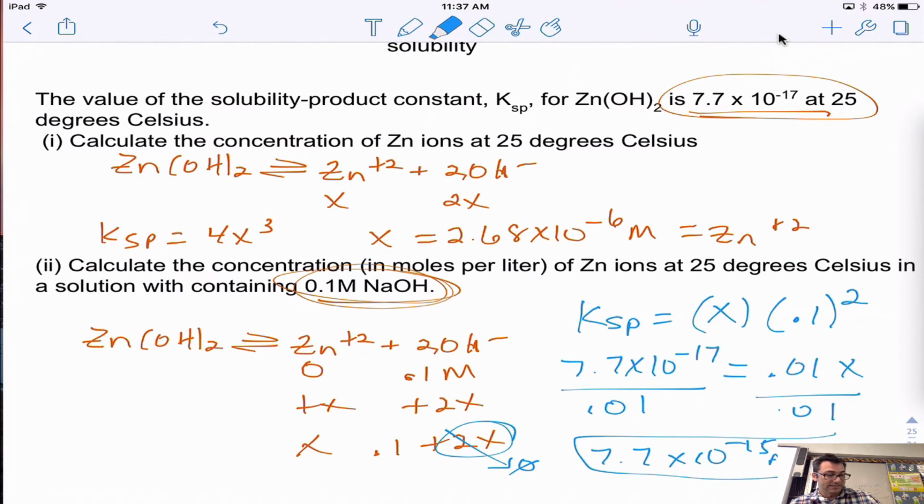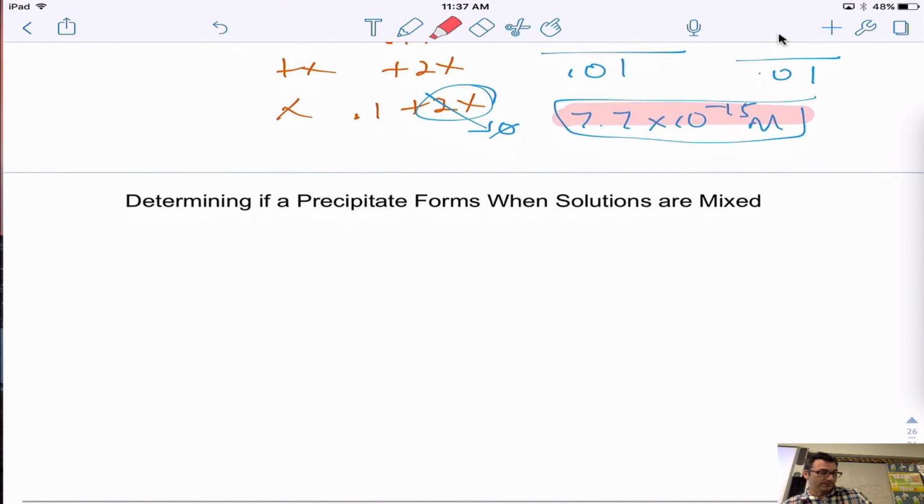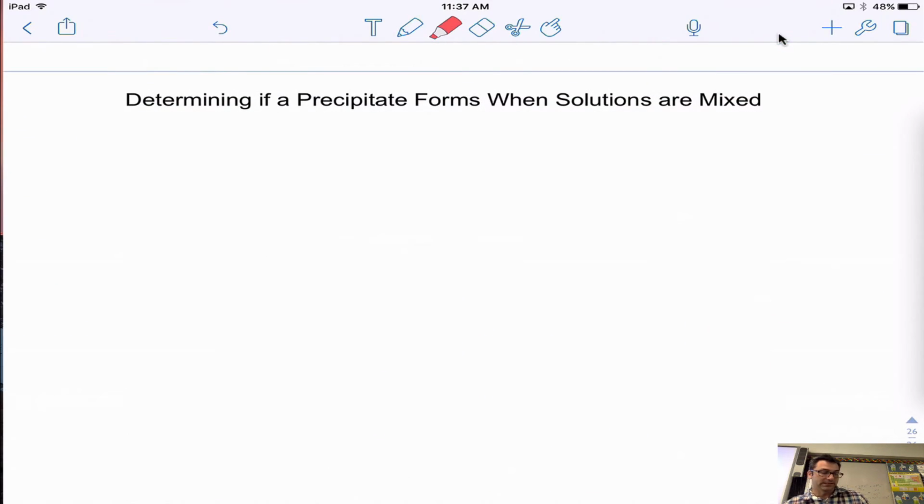Now let me highlight these two responses here, okay? We have the original zinc here, and then we have the zinc down here, these two highlighted results. Look at what happened to the solubility. The Zn+2 dropped from 10 to the -6 all the way down to 10 to the -15. When you add a common ion, it pushes the reaction to the left, and it causes a suppression of the solubility.